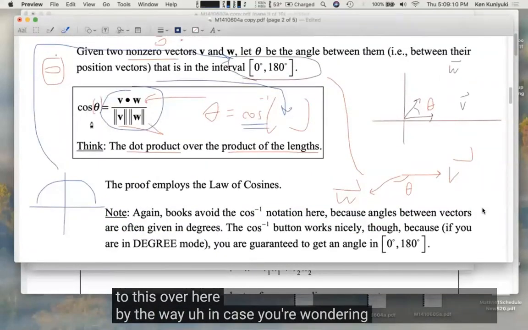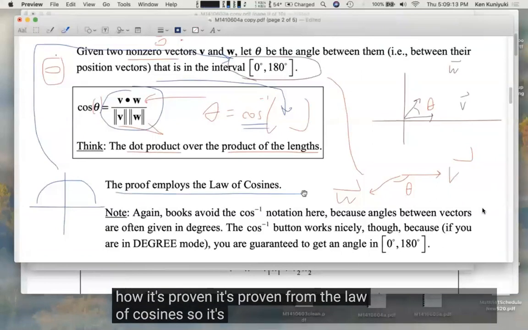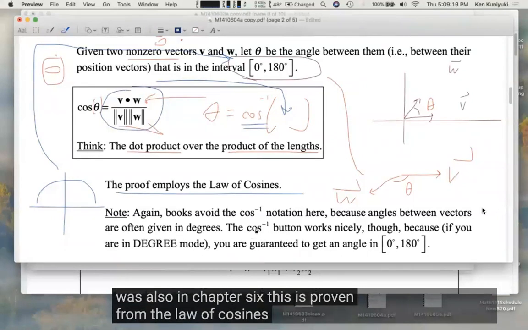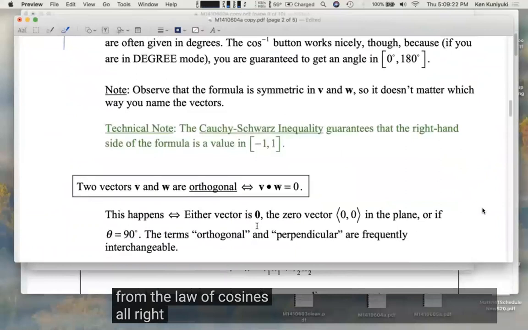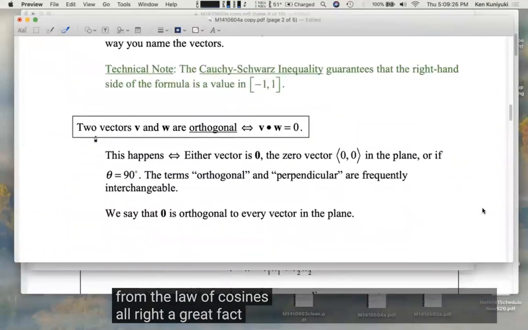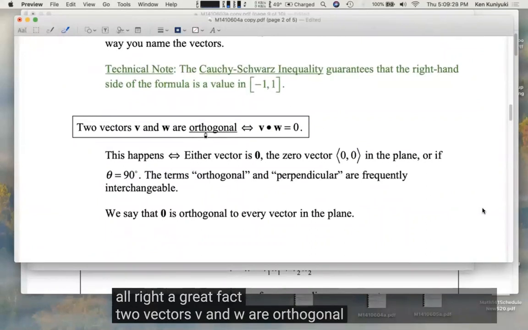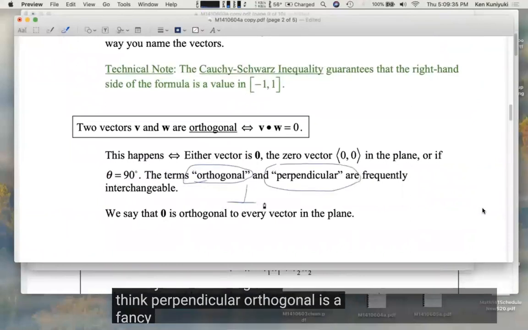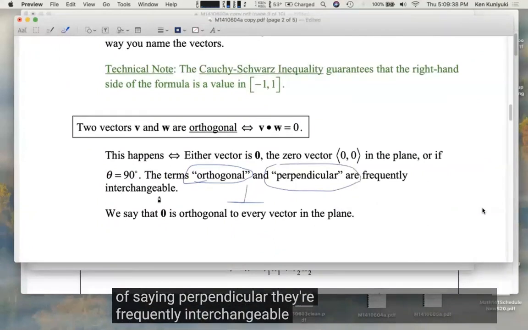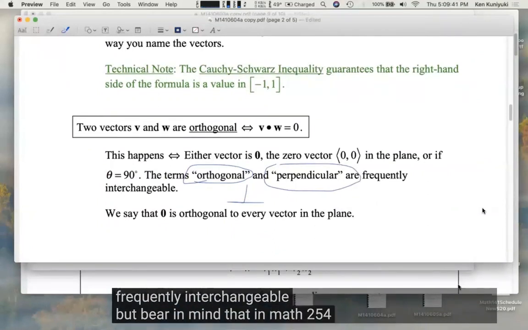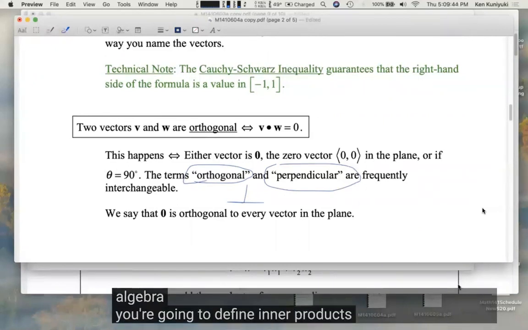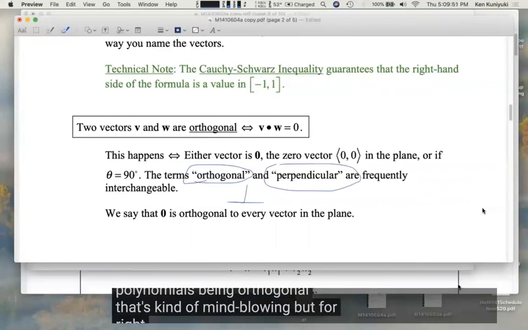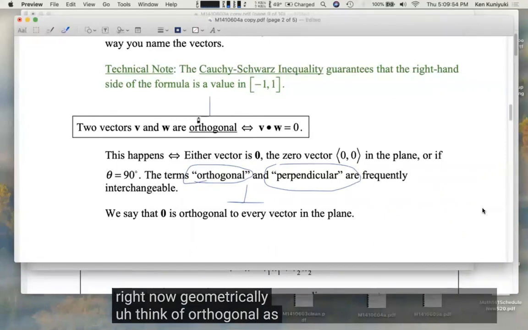All right, here's another great thing about the dot product, and it's related to this over here. By the way, in case you're wondering how it's proven, it's proven from the law of cosines. So it's kind of appropriate that the law of cosines was also in chapter 6. A great fact: two vectors, V and W, are orthogonal. I know that's a tough looking word, but when you see orthogonal, think perpendicular. Orthogonal is a fancy way of saying perpendicular. They're frequently interchangeable. But bear in mind that in Math 254, linear algebra, you're going to define inner products in such a way that you can talk about polynomials being orthogonal. That's kind of mind-blowing. But for right now, geometrically, think of orthogonal as meaning perpendicular.